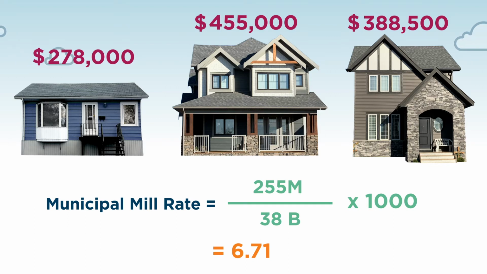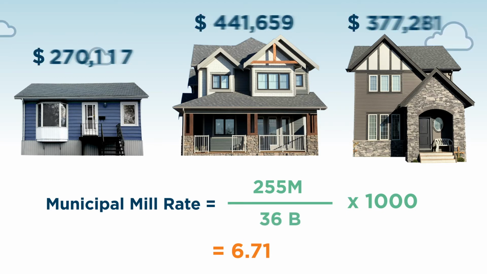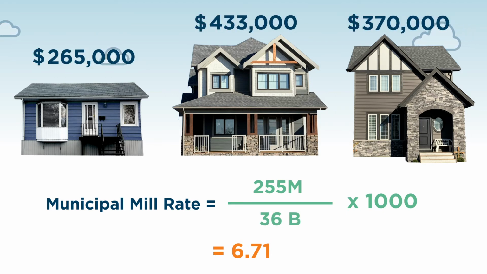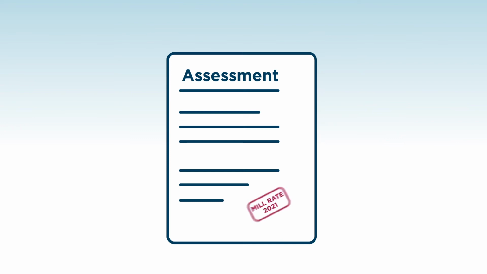Now, let's say after reassessment, the total value of properties changes to only $36 billion, but all the other factors remain the same. Then the mill rate changes to 7.08. This mill rate is then applied, along with other tax tools approved by Council, to your 2021 property assessment value.